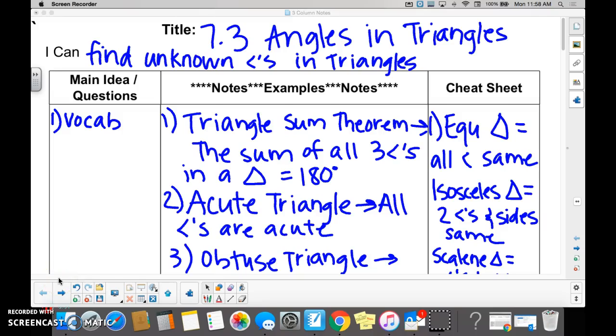7-3, angles and triangles. I can find unknown angles and triangles. Right, thanks, Campbell. First up, we have triangle sum theorem. The sum of all three angles in a triangle equal 180 degrees.